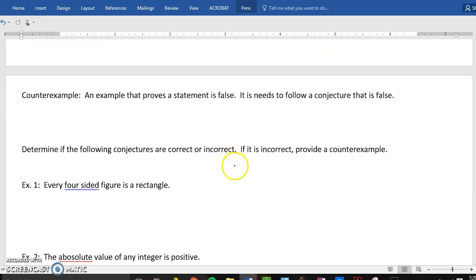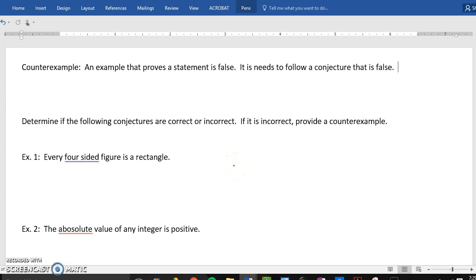Okay. Now, inductive reasoning brings us to how can we determine if a conjecture is true or false? Now, if a conjecture is true, all you have to do is write true. And for every example you can create for that conjecture, it must always be true. If you can come up with one false example, which is known as a counterexample, this is an example that proves a statement is false. All right, it needs to follow a conjecture that is false.